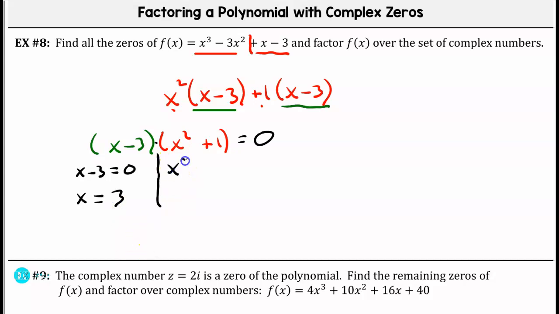And then we have x squared plus 1 equals 0. If we solve that, subtract 1 on both sides, we get x squared equals negative 1. And then when we take the square root of both sides, we'll get plus or minus the square root of negative 1, which was i. Right? So we got our 3 roots.